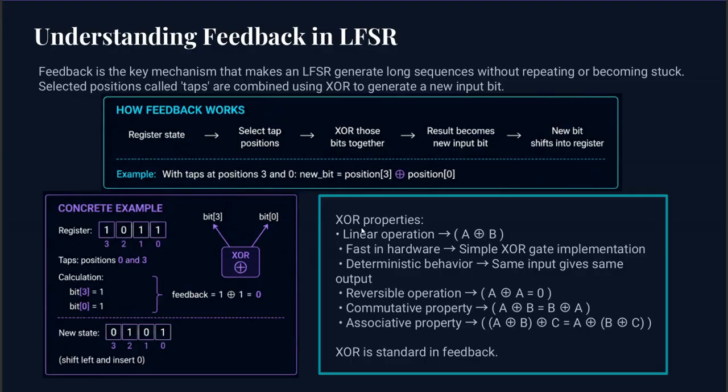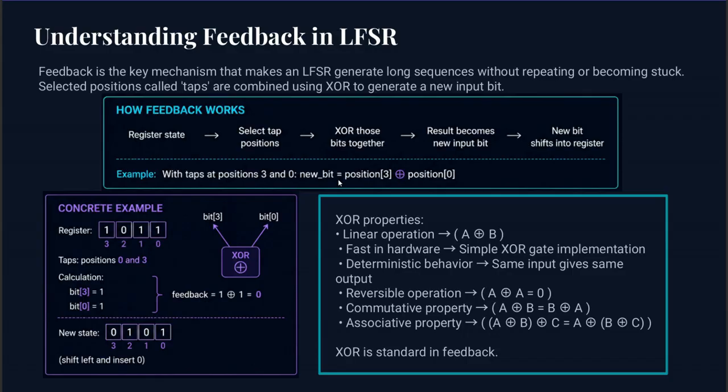Now let us understand feedback in LFSR. Feedback is a mechanism that allows an LFSR to continuously generate long sequences. Without feedback, the bits would eventually disappear completely from the register. The process begins with the current register state, and certain positions called taps are selected. Selected bits are XORed together. The XOR result becomes the new input bit inserted into the register.